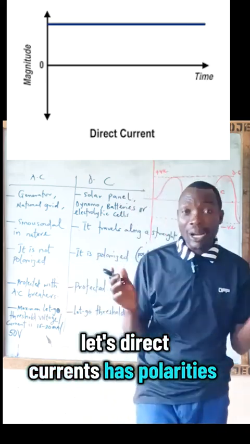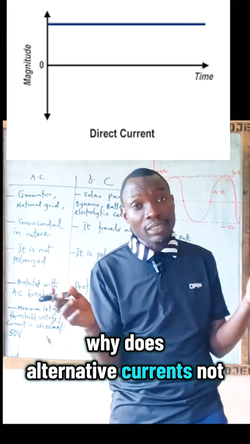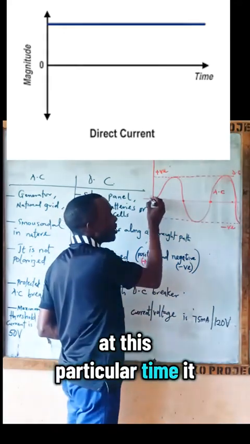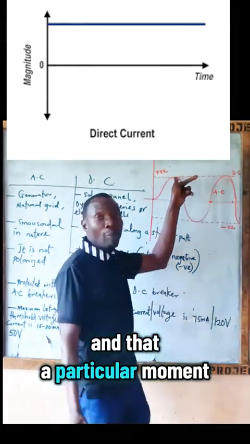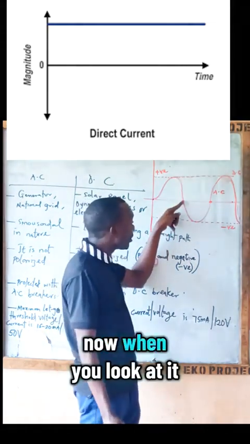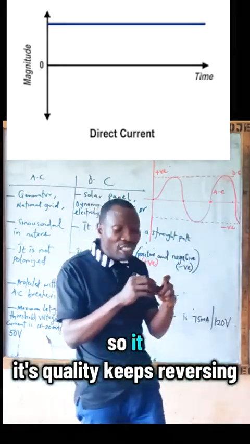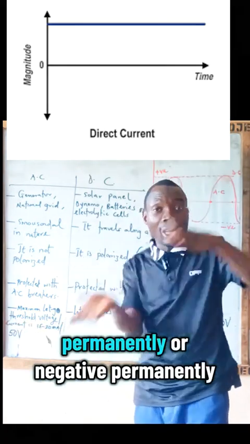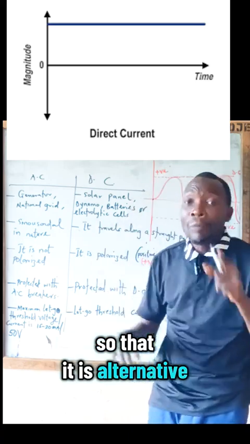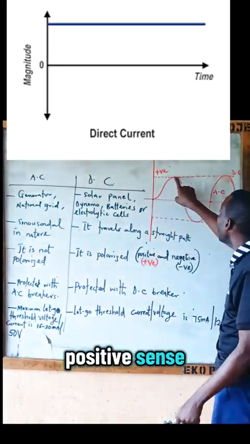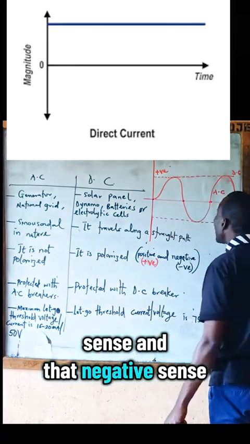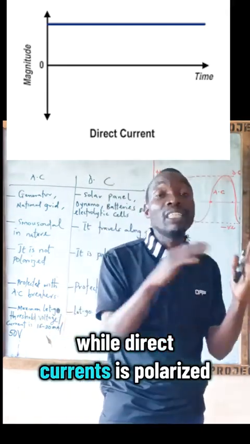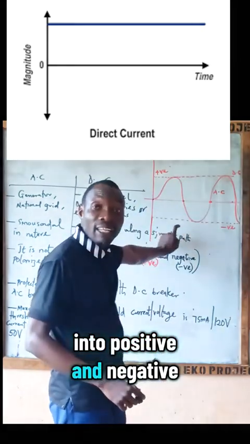But direct current has polarity. Why does alternating current not have polarity? Let us look at it again. At this particular time, it is 0. At a particular moment here, it is positive. Now, when you look at it again, 0. Now it is negative. So its polarity keeps reversing. That is why we cannot say it is positive permanently or negative permanently, because it is alternating. But direct current, if it chooses to flow in positive sense, will remain in that positive sense, and likewise in the negative sense. So alternating current is not polarized, while direct current is polarized into positive and negative.